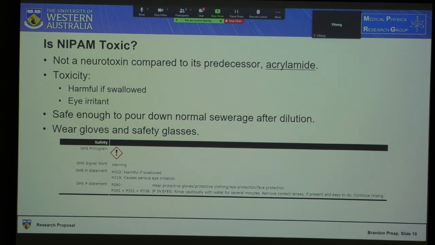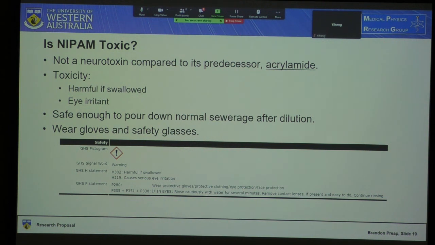When you look at the different mix of the BIS and the NIPAM, what are you optimizing? Is it linearity? Is it sensitivity? Is it the saturation dose? What I'm mainly optimizing is the sensitivity. What I'm expecting is that the more NIPAM and BIS that I add, the more sensitive it is, because there's more monomers for it to react. That's what I'm looking for.